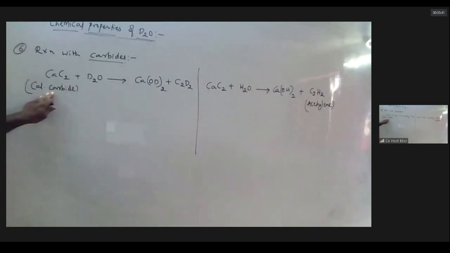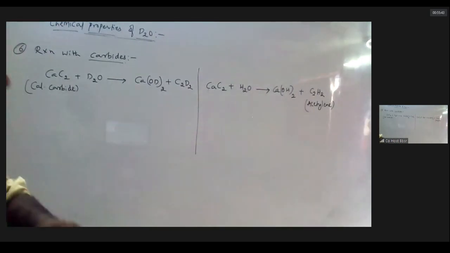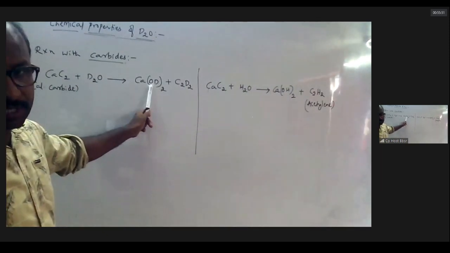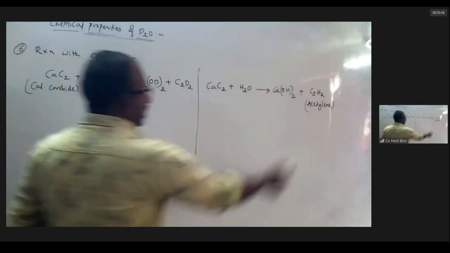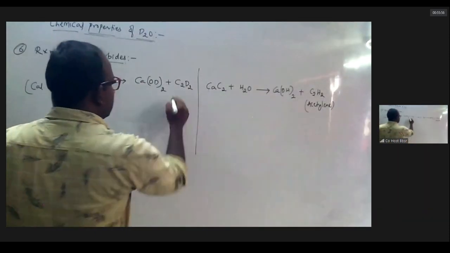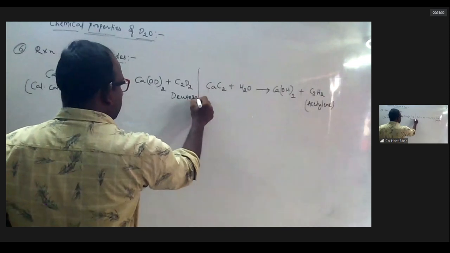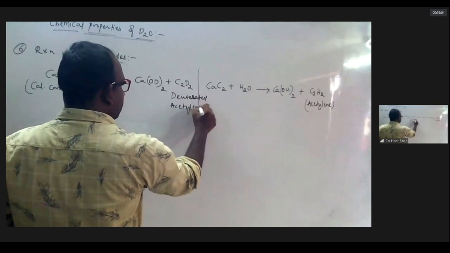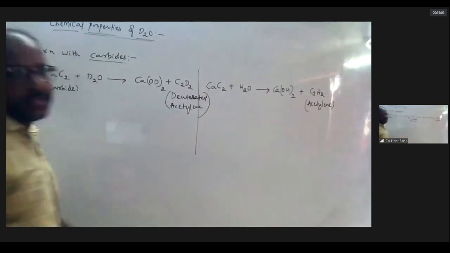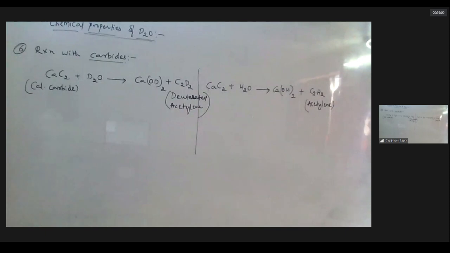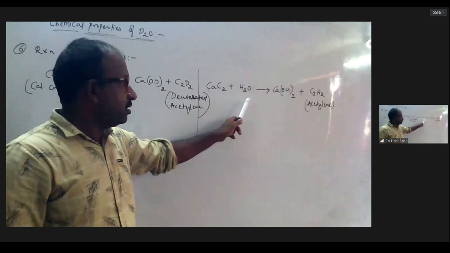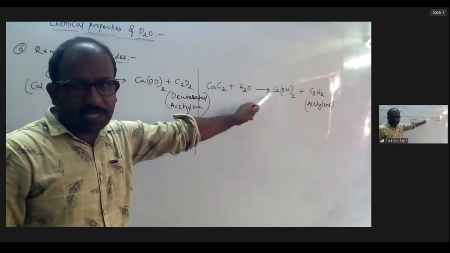Calcium carbide is reacting with deuterium oxide, and you are getting deuterated calcium oxide. Okay, calcium deuterated oxide, and this is acetylene, which means this is deuterated acetylene. Calcium carbide reacting with water gives acetylene along with calcium hydroxide.